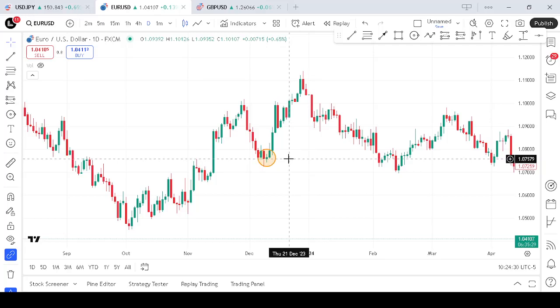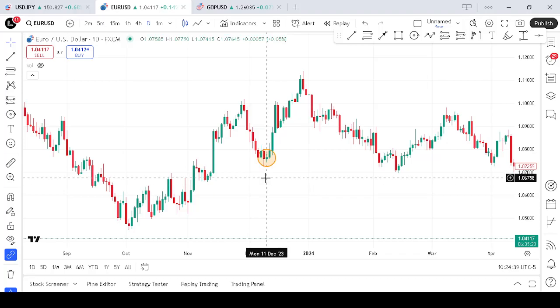Think of this as the market flexing its muscles, showing increased volatility and potential for a significant move. This is an example of an outside day candle, this particular bullish candle in this area here. The pattern consists of two essential elements that you need to watch out for. The first one is the current day must have a higher high than the previous day, and the current day must have a lower low than the previous day.